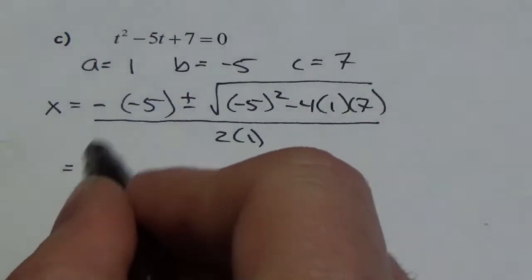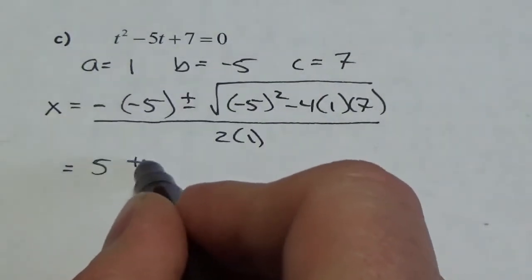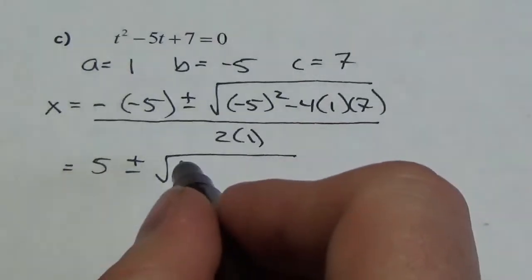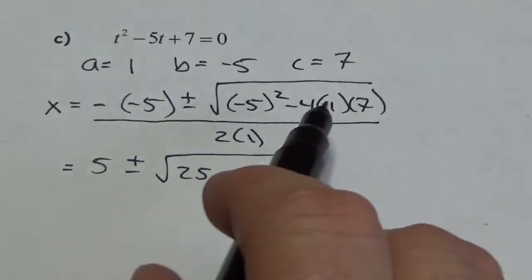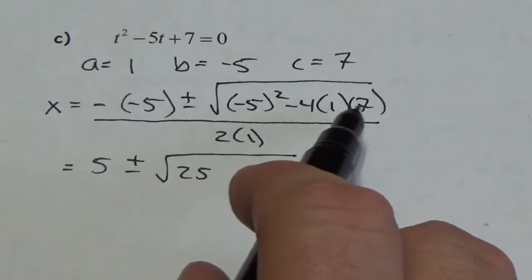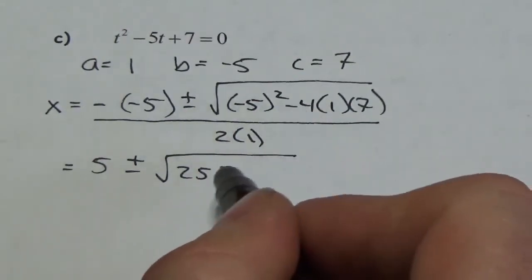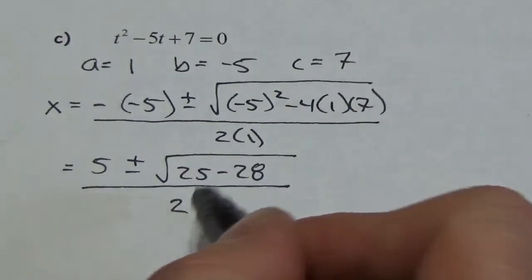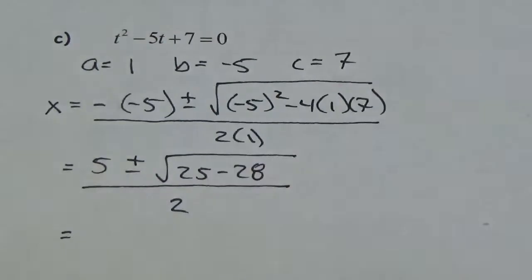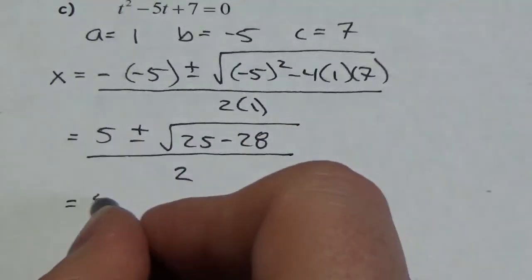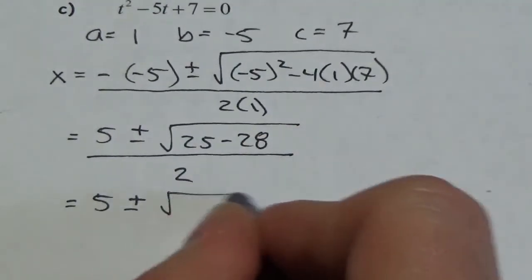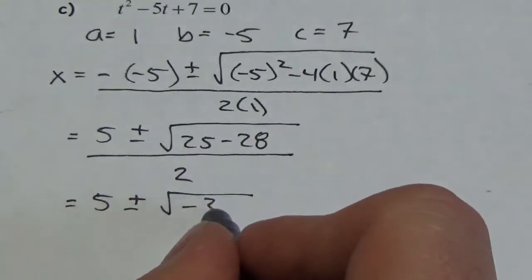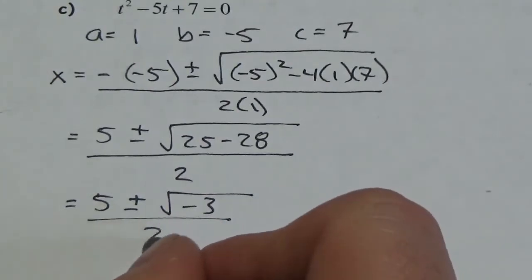And now we just evaluate the negative of negative 5, positive 5, plus or minus the square root of, and again, negative 5 squared. I know that that's positive 25. And this is going to be 4 times 1 times 7, so it's going to be 28. So minus 28. And then 2 times 1 is just going to be 2. Still not done with what's under the radical there. So it's going to be 5 plus or minus the square root of, okay, well 25 minus 28 is going to be negative 3, all over 2.